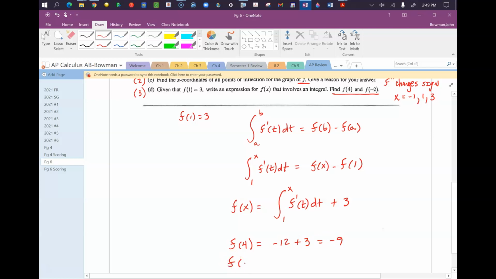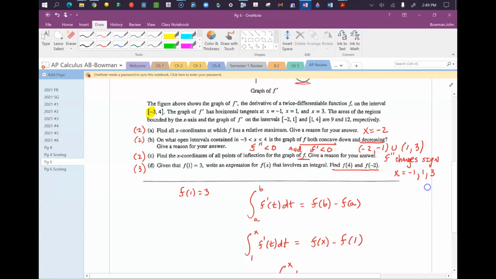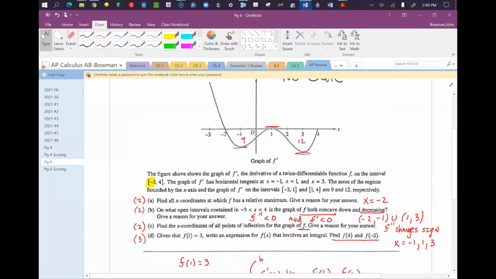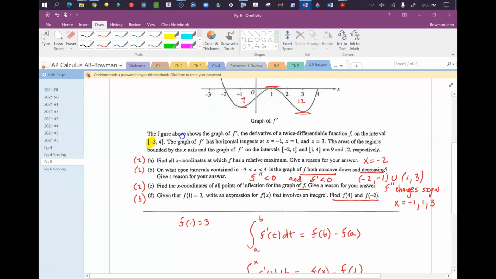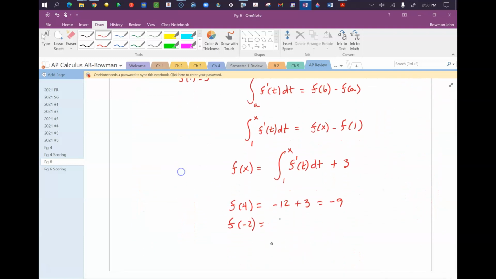f of negative 2 is going to be the integral from 1 to negative 2 of f prime of t dt plus 3. Be careful. From 1 to negative 2, the area is below the x-axis, which would make that negative, but we're integrating backward, so we have to change the sign on that. So that integral would actually be 9, and 9 plus 3 is equal to 15.